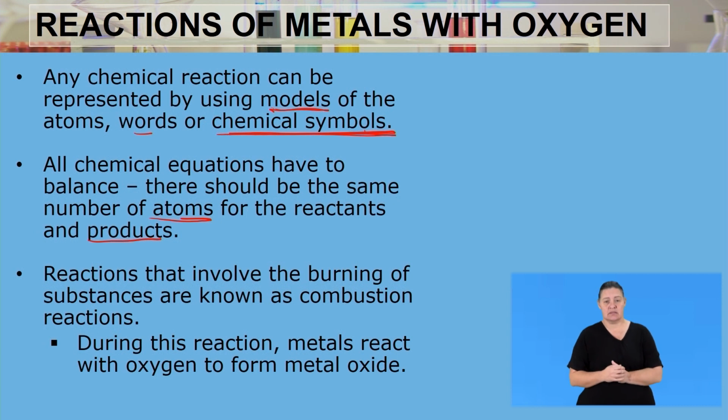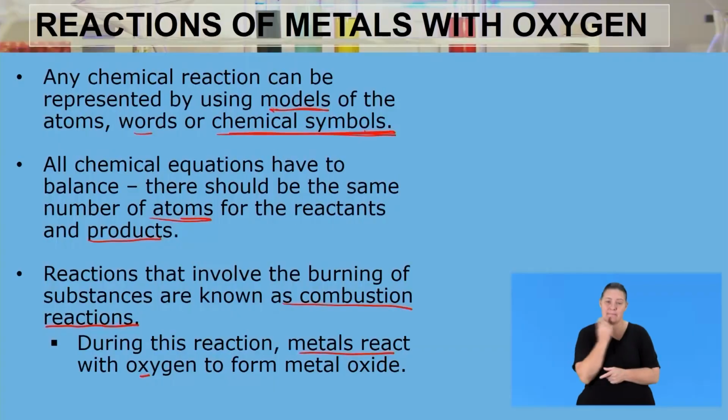Then, reactions that involve the burning of substances are known as combustion reactions. Remember, when we're burning the metals in the presence of oxygen, that reaction is known as a combustion reaction. During this reaction, metals react with oxygen to form metal oxide. Remember that we find our oxygen in a mixture with air. Our air consists of oxygen and nitrogen and other substances. So when our metal is reacting with air, particularly oxygen from it, we're saying that it is undergoing the process of combustion.